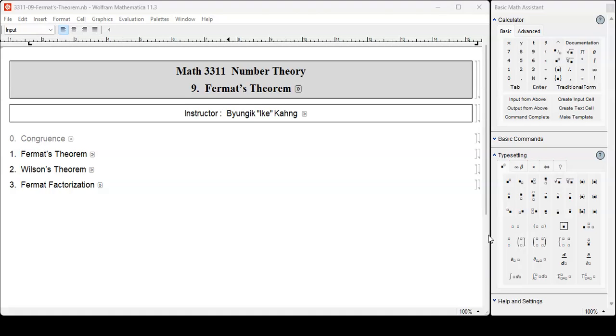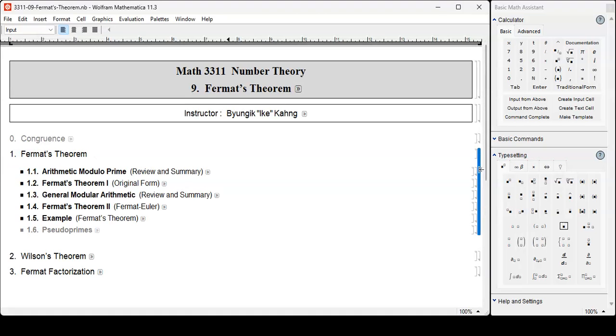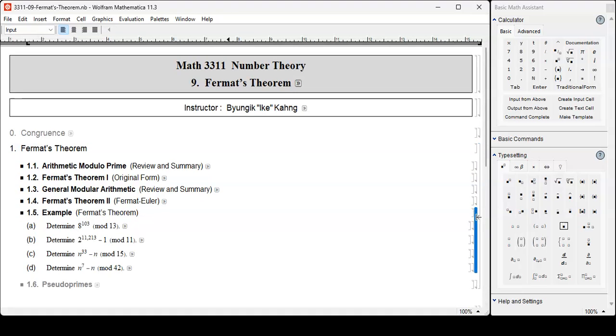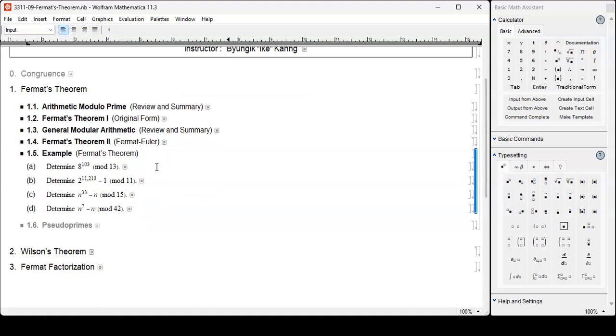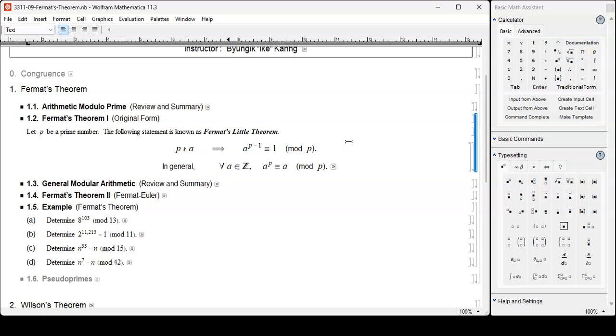Hello students, welcome back. Previously we went through a couple of problems associated to Fermat's theorem. We went through this, mod 13, and then this one, mod 11. Both are prime numbers, 13 and 11, so we could use this one.